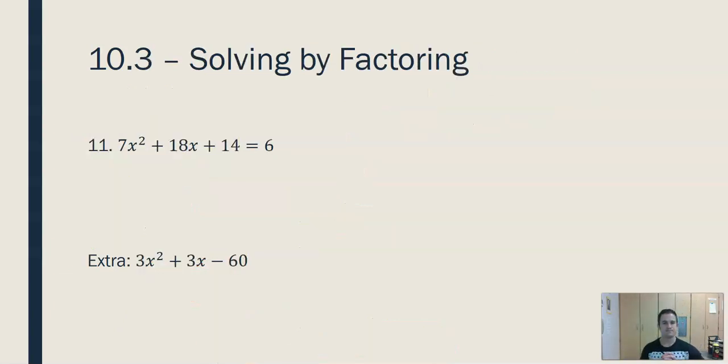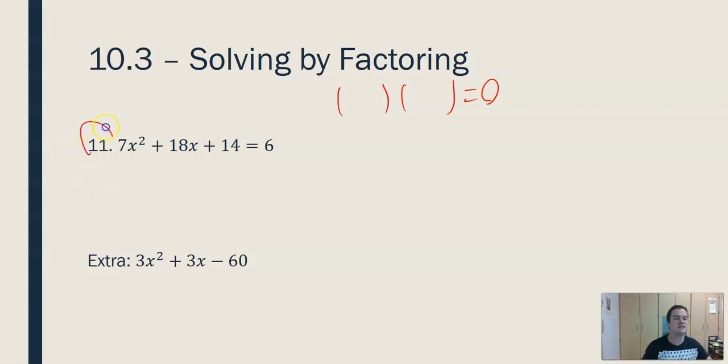Okay. Solving by factoring. 10.3 was called solving by factoring, where we solve a quadratic expression by factoring it into 2 factors, setting it equal to 0, and using the zero product property that we discussed in 10.2.